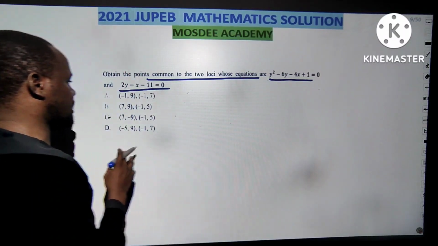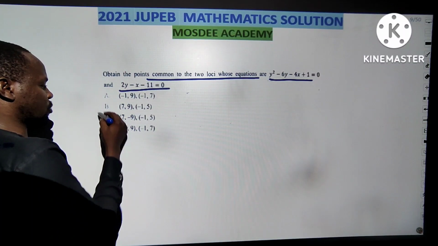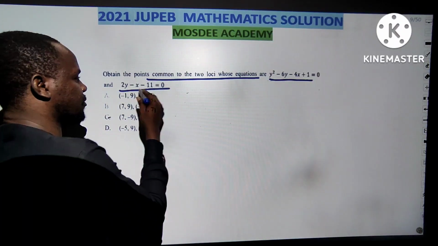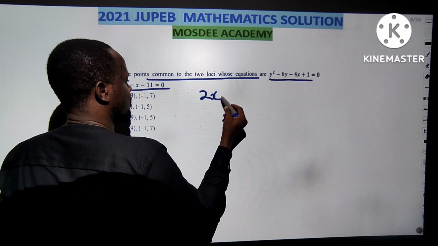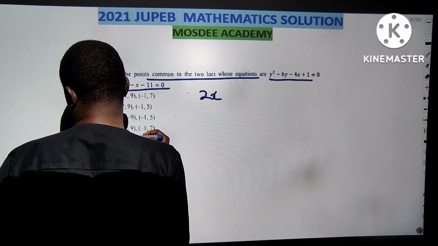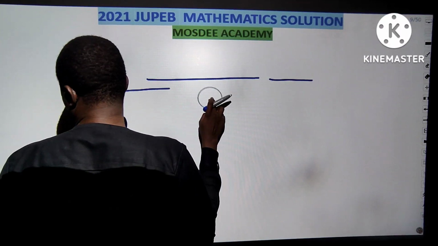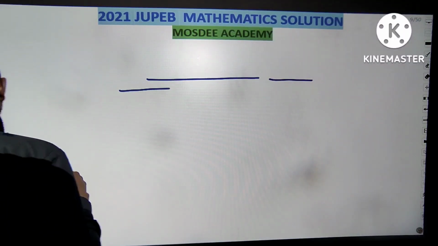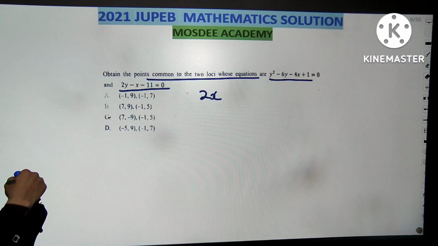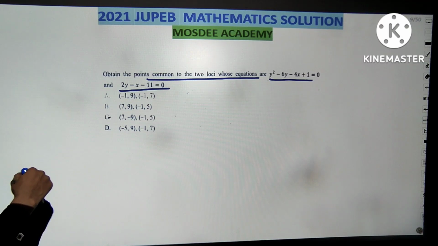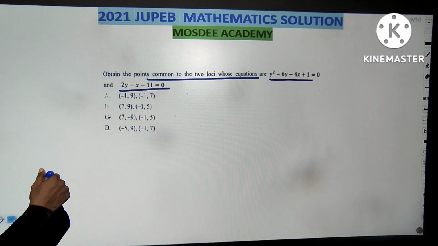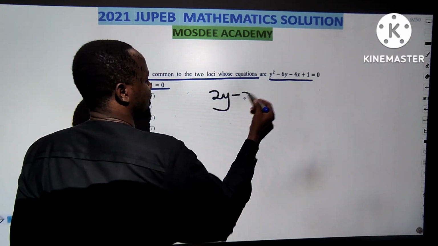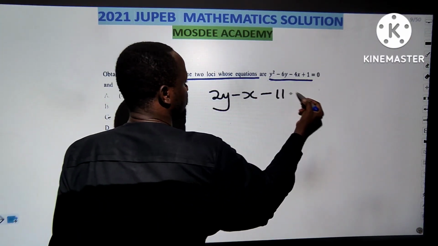We use what? Picking in values. So I start with B and go with D. That is my way. So let's see what satisfies this equation. Look at the 2x. Wow, not 2x, that's 2y. So apologies, I have to bring this back. So that is 2y. 2y minus x minus 11 equals 0.